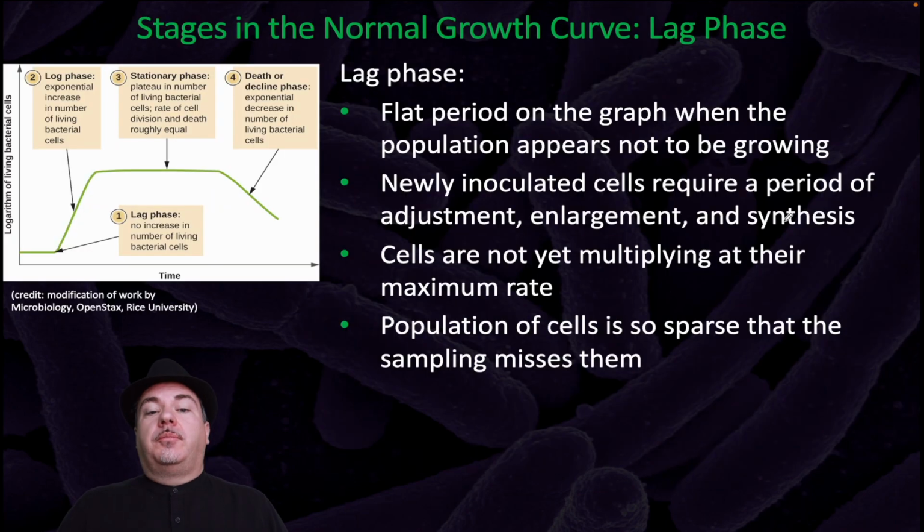To break it down, lag phase is the flat period on the graph where the population appears to not be growing. Newly inoculated cells require a period of adjustment, enlargement, and synthesis. Cells are not yet multiplying at their maximum rate. Population of cells is so sparse that the sampling misses them.